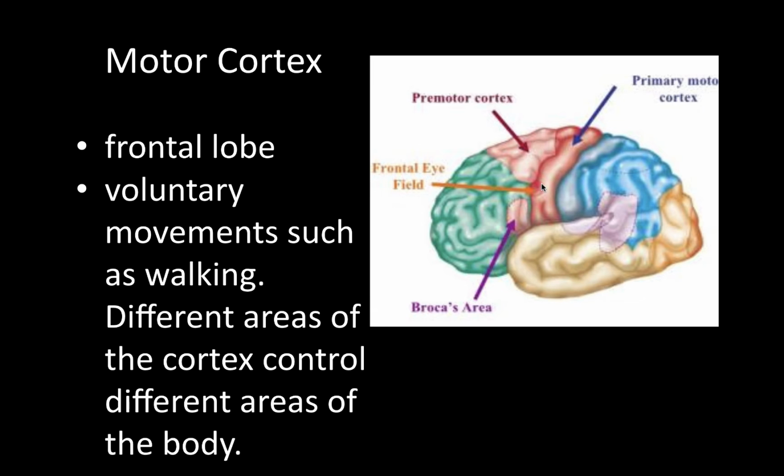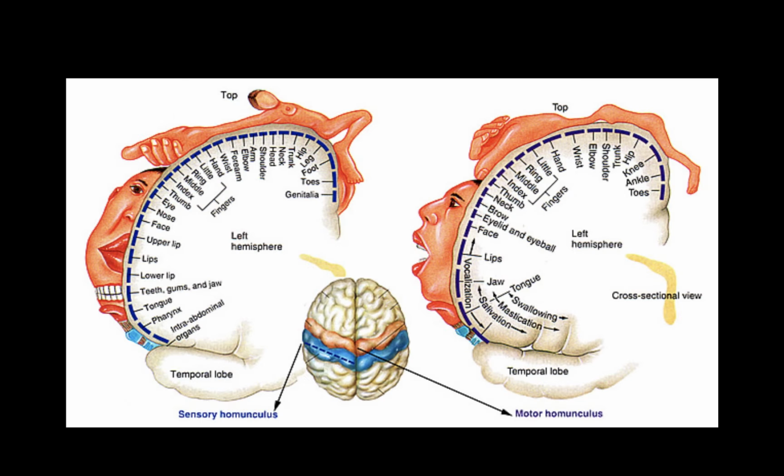The job of the motor cortex is to direct our voluntary movements, such as walking, talking, picking up a pen, writing. Literally any voluntary movement you make is a product of the functions of your motor cortex. Different areas of the cortex control different areas of the body.